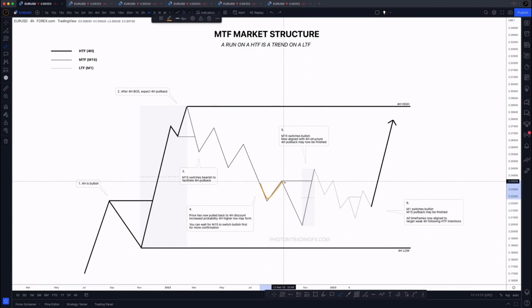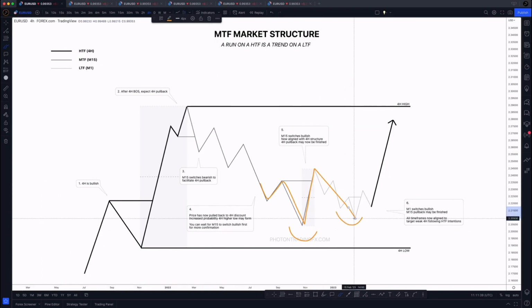Well, you can wait for the M15 to switch bullish. So in this case, it switches bullish. That's a very strong indication, not a guarantee, but a very strong indication that the 4 hour high low may now be forming, right? So the M15 switches bullish. And now we can look to try and catch the M15 pullback, right? To capture that M15 high low, because now the M15 is aligned bullish with the 4 hour swing structure, right?